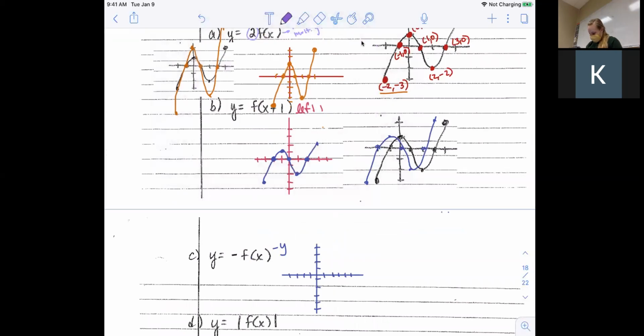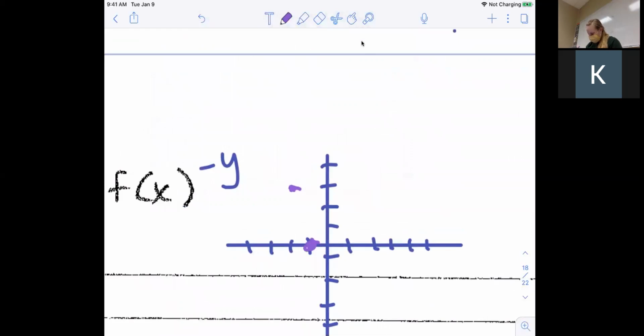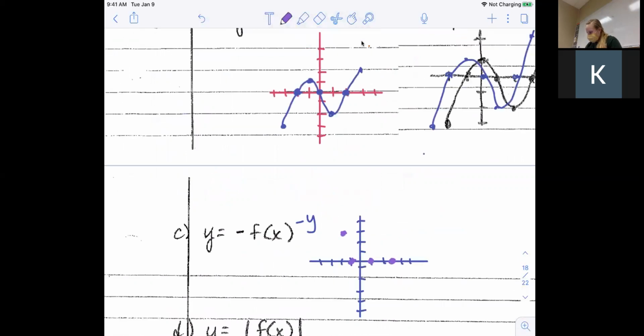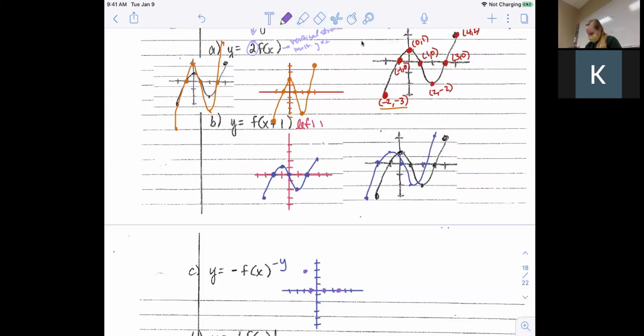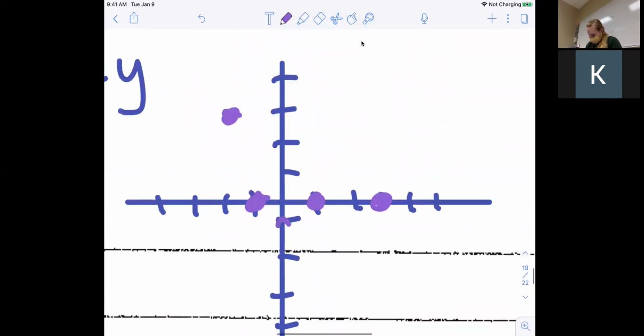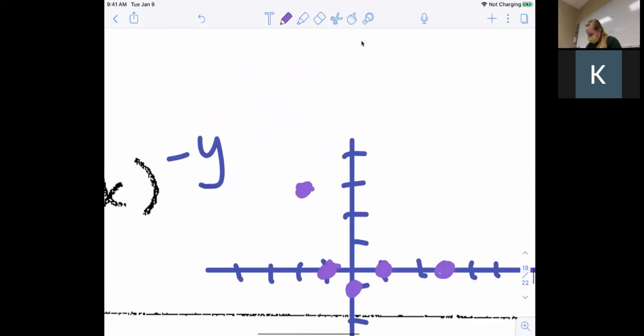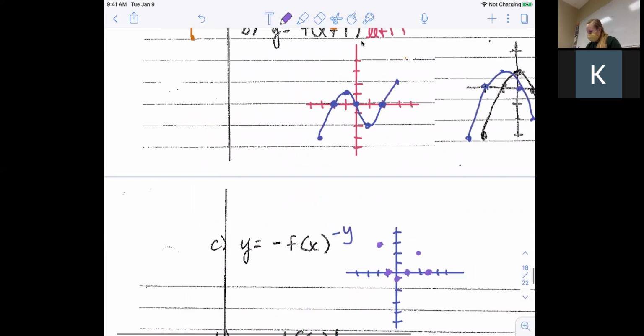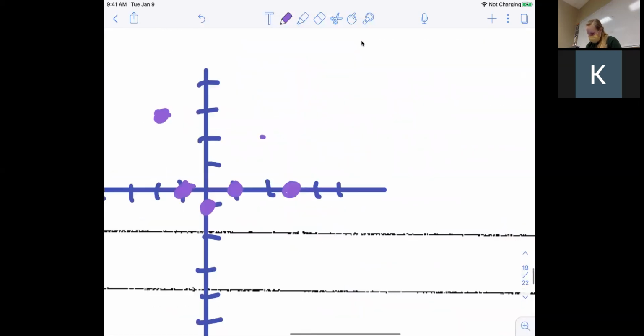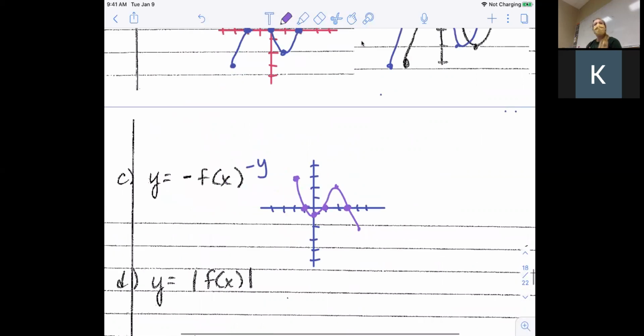So I've got negative 2, positive 3. I have negative 1, 0. Oh, that stays the same. All my zeros stay the same. So negative 1, 0, 1, 0, and 3, 0 all stay the same. Then 0, 1 goes down to 0, negative 1. 2, negative 2 becomes 2, positive 2. And then 4, 2 becomes 4, negative 2. Negative y.